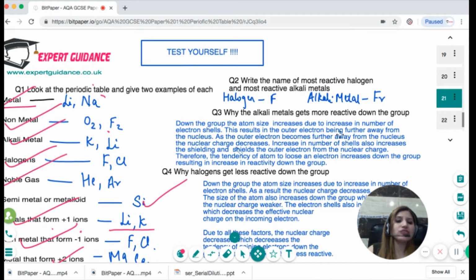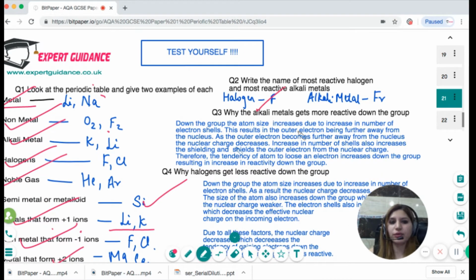The most reactive halogen, remember, is the top one, that is fluorine, and the most reactive alkali metal is the bottom one, which is francium. Why do alkali metals get more reactive down the group? I know you know the answer. Down the group, the atomic size increases due to an increase in the number of electron shells. This results in the outer electron being further away from the nucleus. As the outer electron becomes further away, the nuclear attraction decreases. Also, the increase in the number of shells increases the shielding, which shields the outer electron from the nuclear charge. Therefore, the tendency of an atom to lose an electron increases down the group, resulting in an increase in reactivity of the alkali metals down the group.